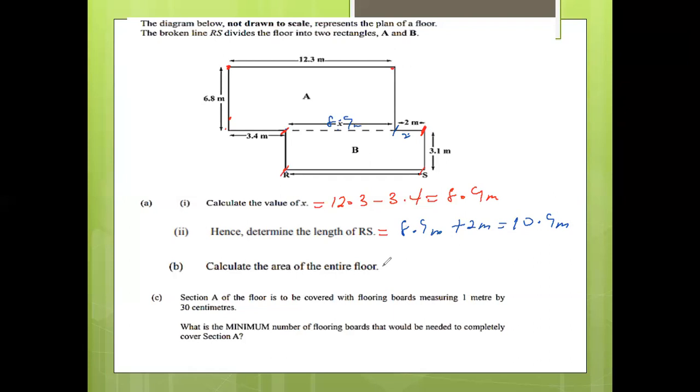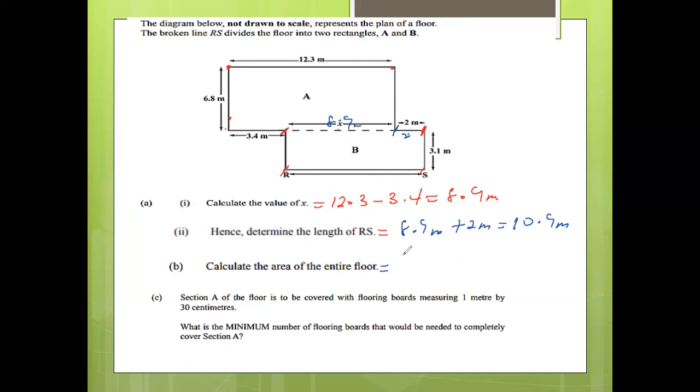Next, calculate the area of the entire floor. A lot of it is already parted out for you. We do the same thing like what we did. So here we are going to find area A, area B, then you add the two of them, and that gives the area of the entire floor, right? So you calculate area A, then later you calculate area B, right?